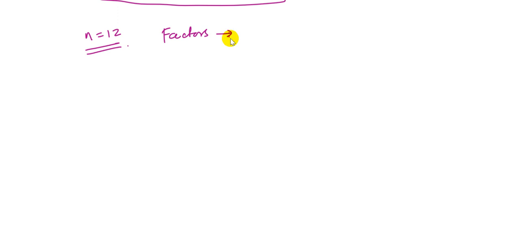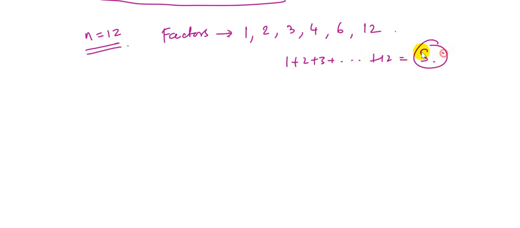2, 3, 6. There are 6 factors of 12: 1, 2, 3, 4, 6, and 12. Right? Now, suppose it is given that 1 plus 2 plus 3 up to 12 is the sum S. You can obviously calculate the sum, right?